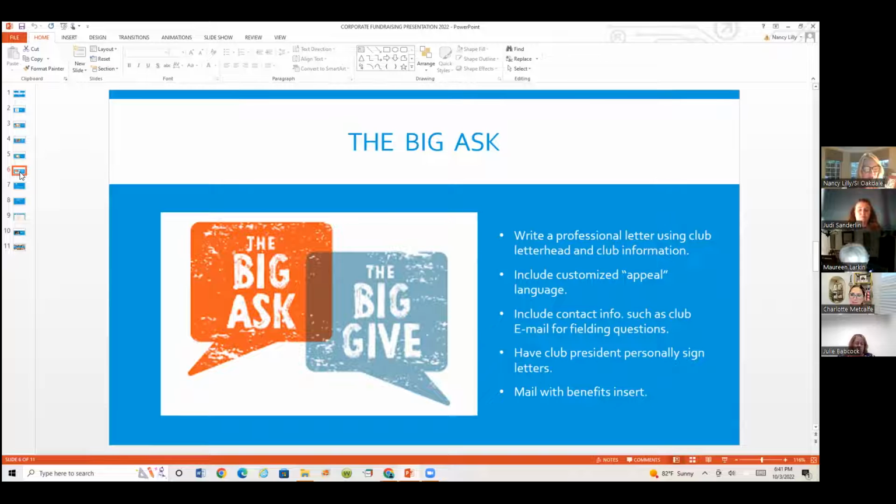The names we chose for the benefit levels included the word dream to honor the Soroptimist Dream programs and hopefully be familiar with some of our potential donors. And then our president, Charlotte, at the time, personally signed the letters and they were mailed with the benefit level inserts in December.